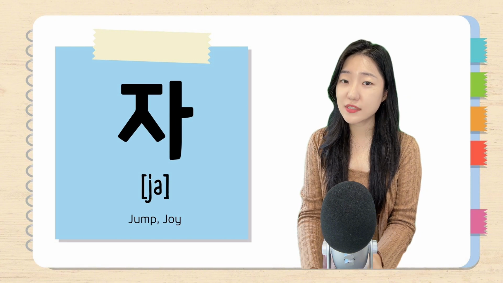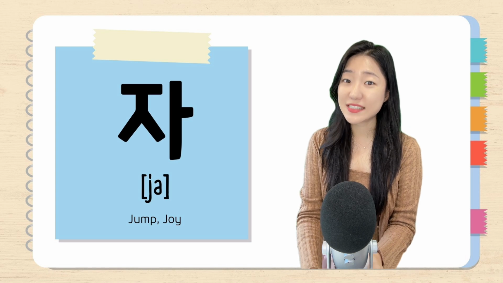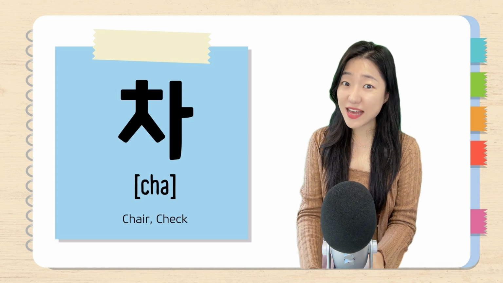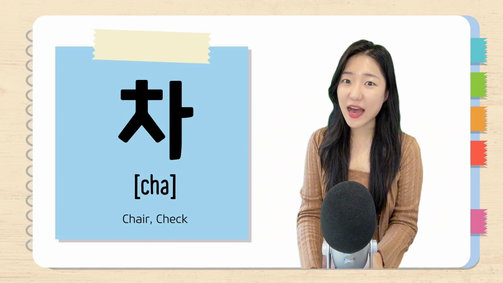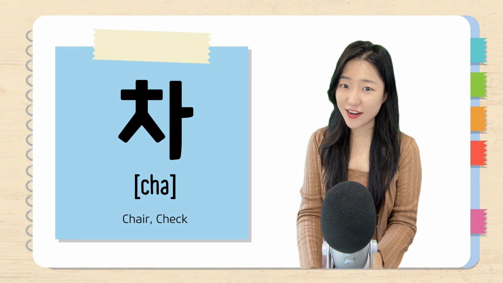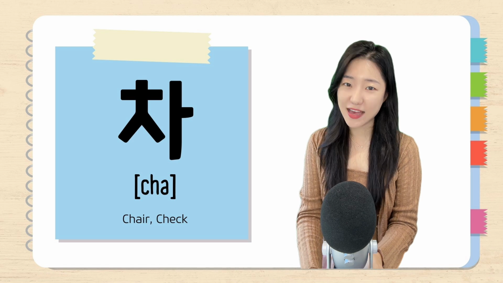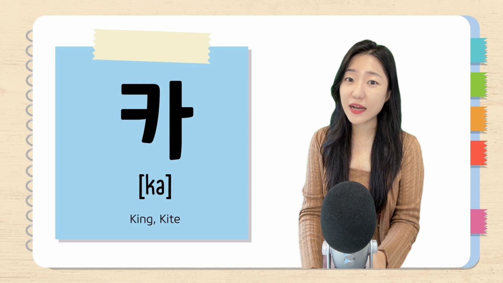And then ta. J sound, so ta. It's like jump or joy, J sound, ta. And then ta. Ta is the CH sound. Ta, like chair, chair, ta. Or check, ta.